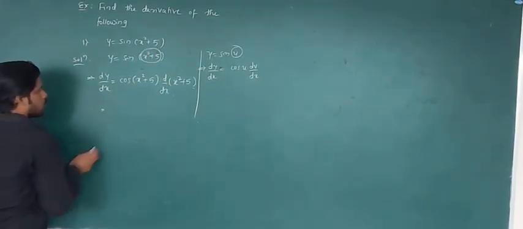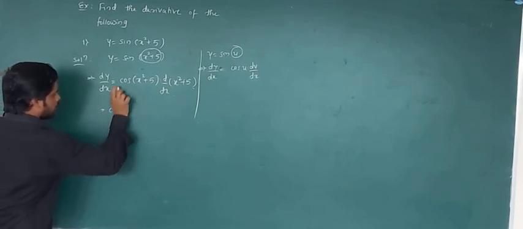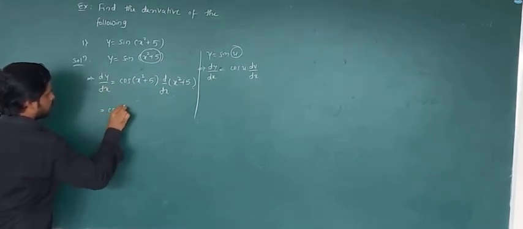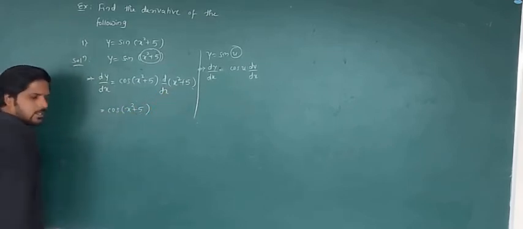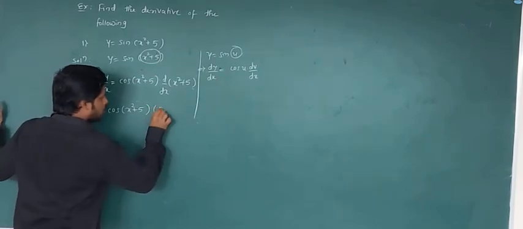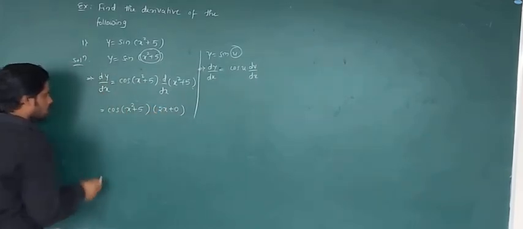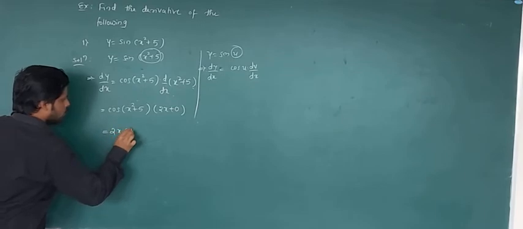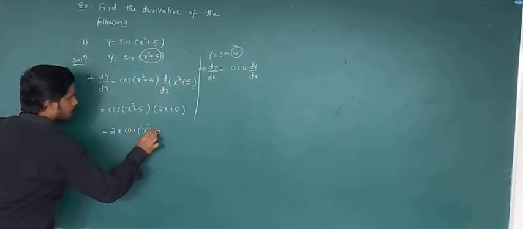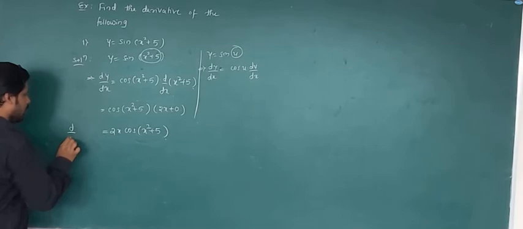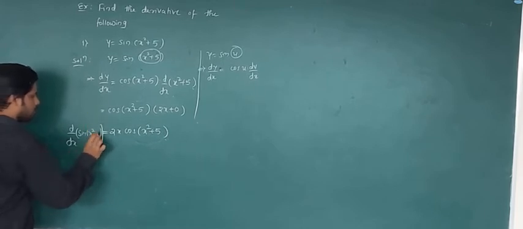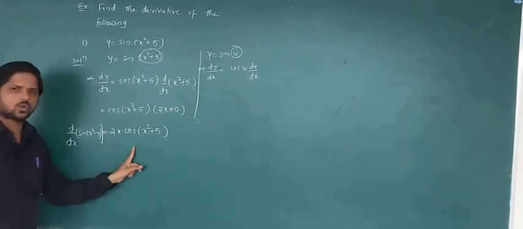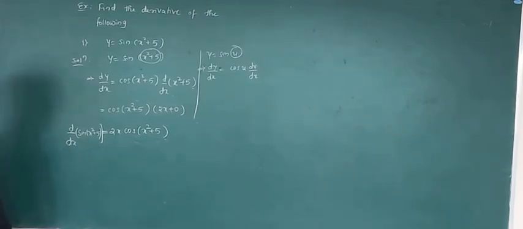Okay, this equals cos of x square plus 5 into differentiation of x square. Derivative of x square is 2x, plus constant is 0. So this implies 2x into cos of x square plus 5, that is d by dx of sine of x square plus 5 is 2x into cos of x square plus 5. Write it down.